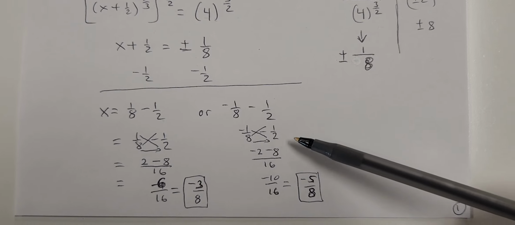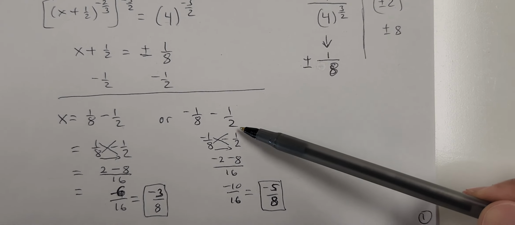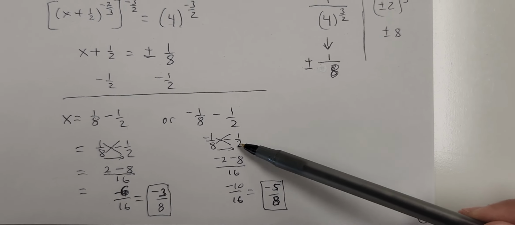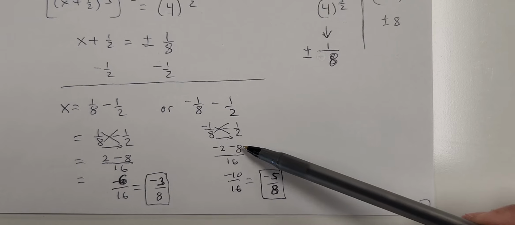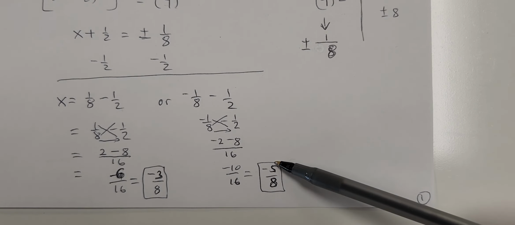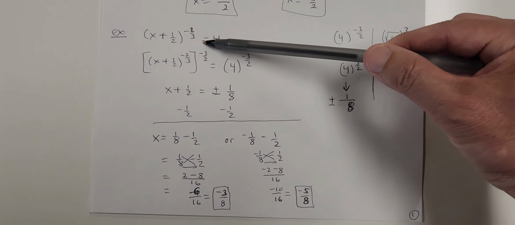Do the same thing over here. Cross multiply. Negative 1 times 2, negative 2. 8 times 1 gives me 8. Don't forget this negative. Bottom multiply, 8 times 2 gives me 16. Negative 2 plus negative 8 gives me negative 10. Reduced, it becomes negative 5 over 8. So these are the two answers to the original problem.